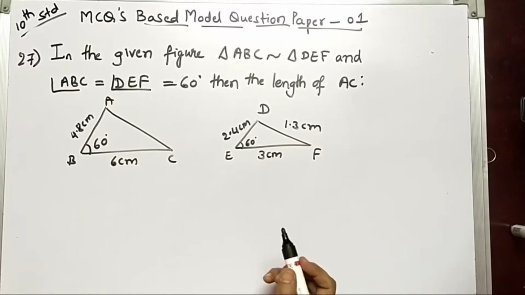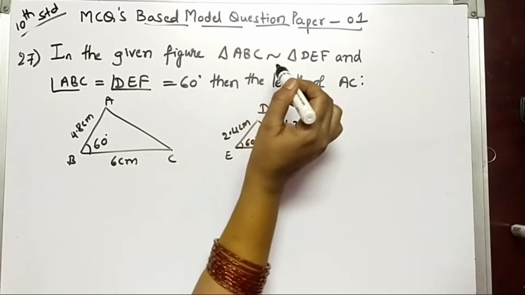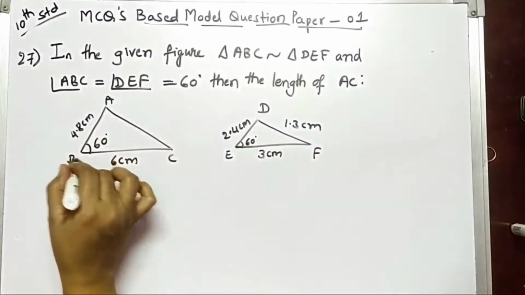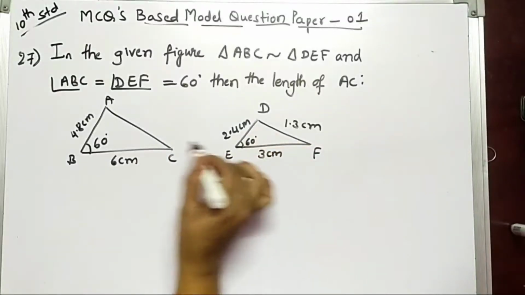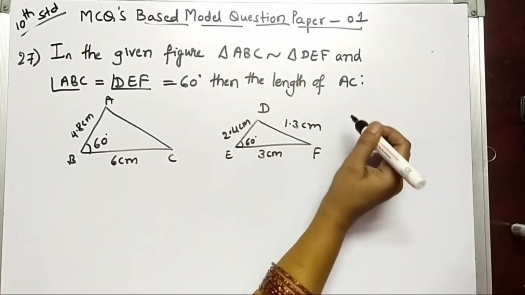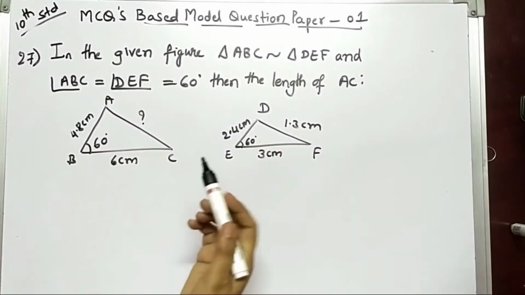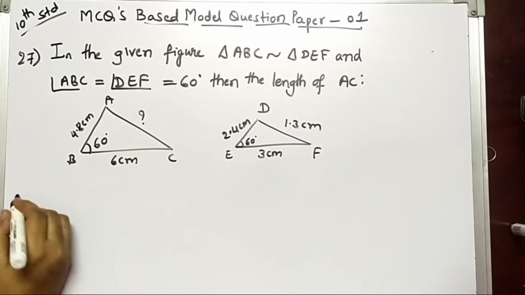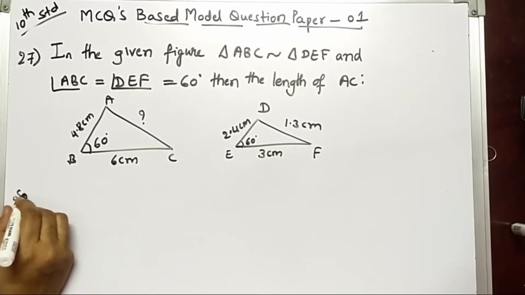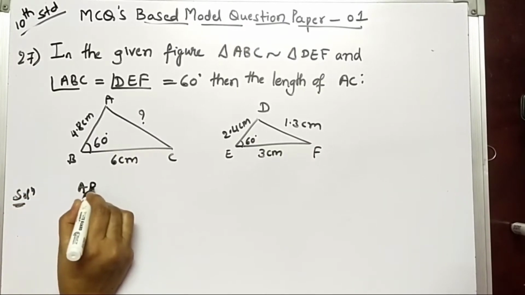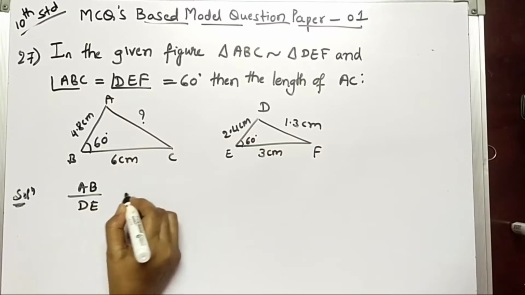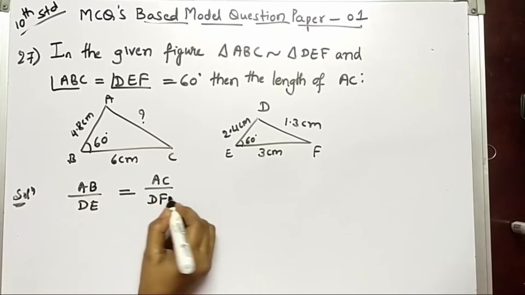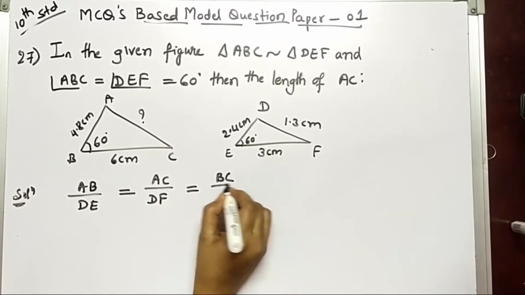Question number 27. In the given figure, triangle ABC is similar to triangle DEF and angle ABC is equal to angle DEF. Both are equal to 60 degrees. Then the length of AC, this one. Yes, they have given the condition triangle ABC is similar to triangle DEF. Using the similar triangle condition, AB by DE is equal to AC by DF and again BC by EF.